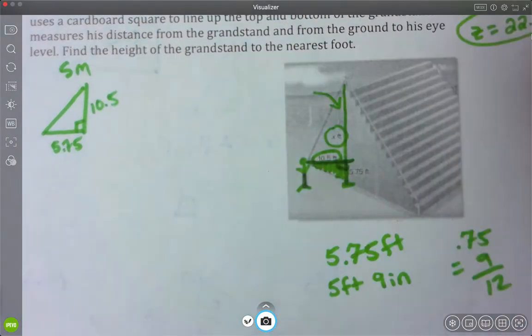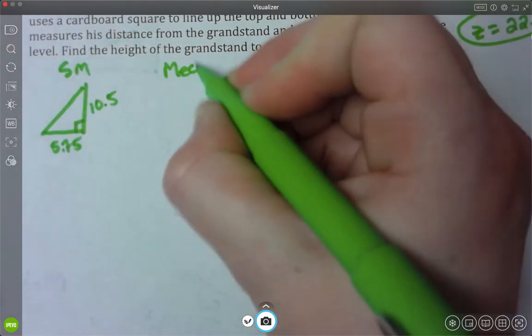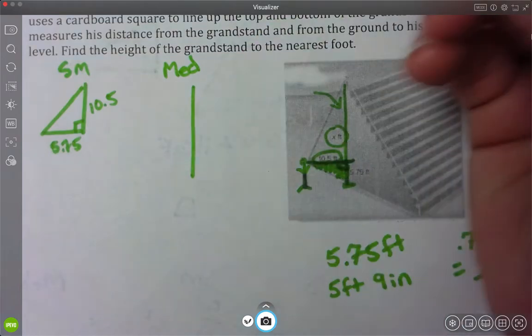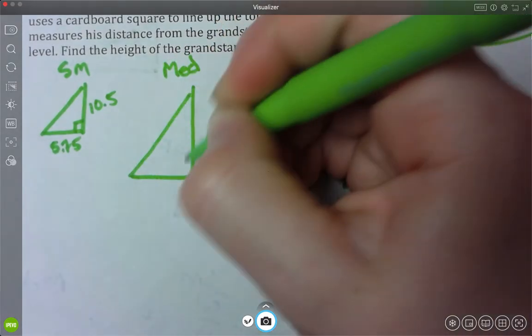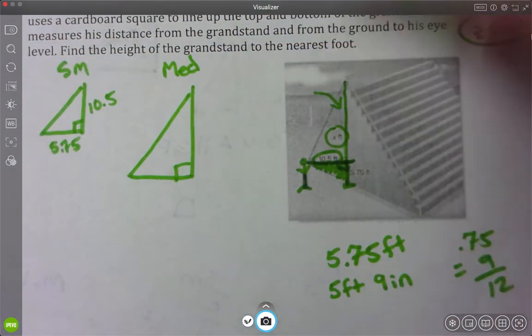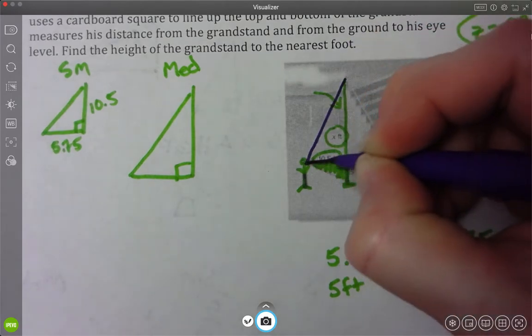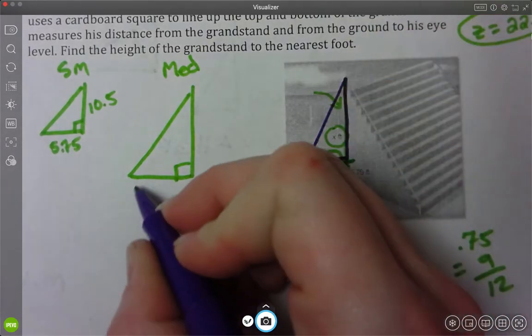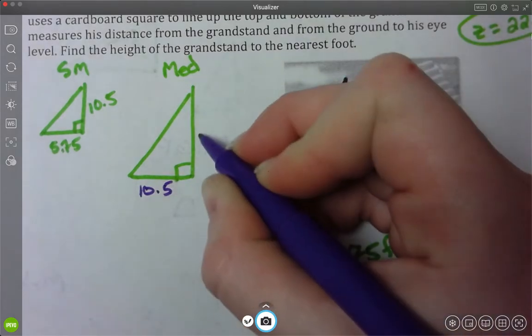Okay? And then I have a medium-sized triangle, which is facing exactly the way that I want it to on there. Right? I'm going to do that in a different color. It's this one right here. And his bottom side is 10.5, and his right side is X.